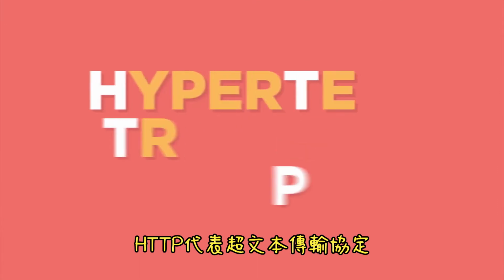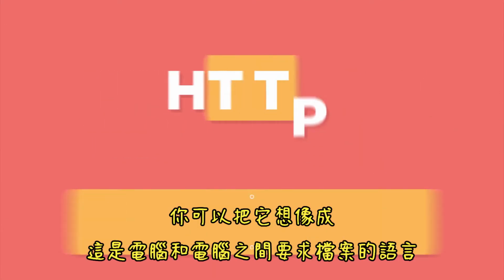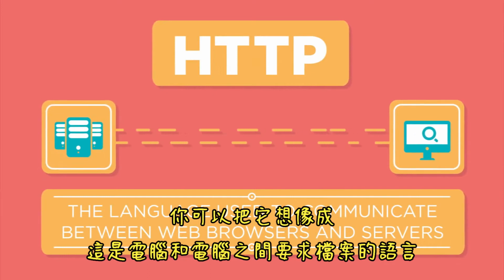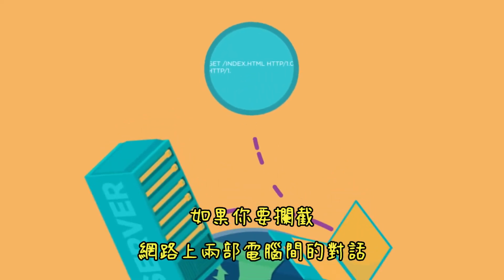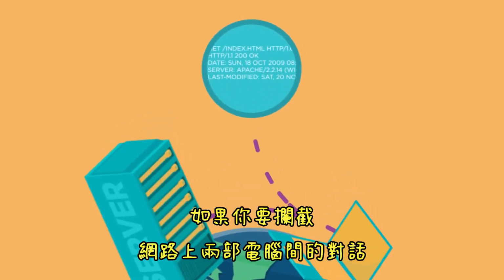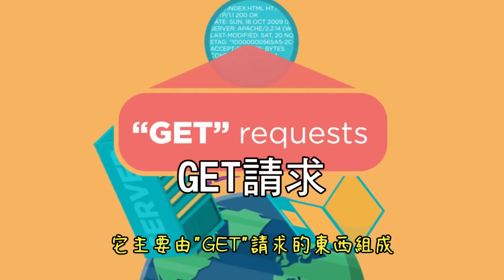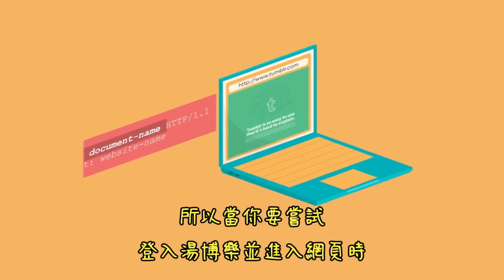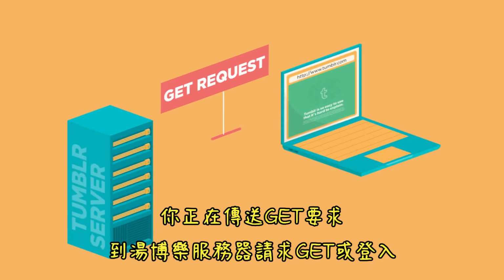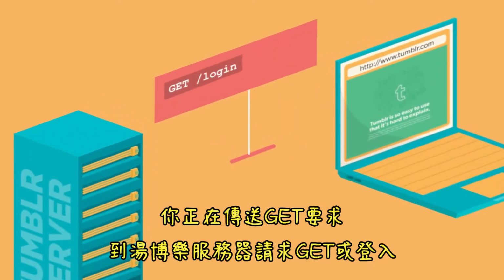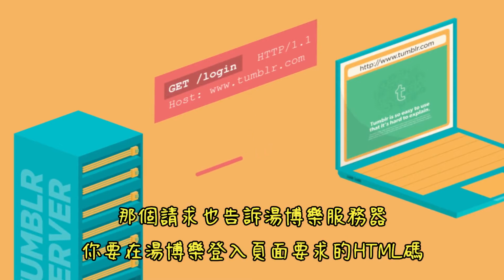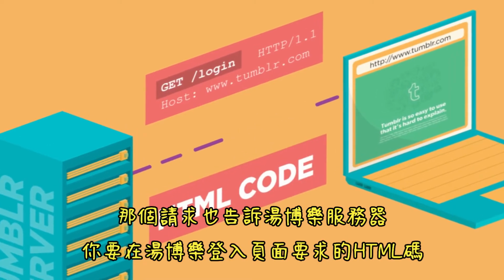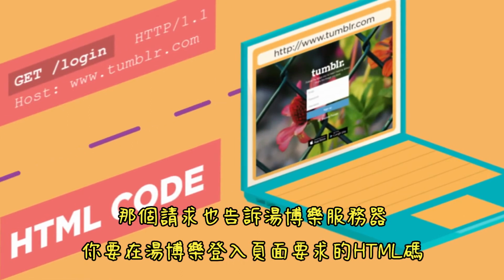And HTTP stands for Hypertext Transfer Protocol. And you can kind of think of it as the language that one computer uses to ask another computer for a document. And it's actually really pretty straightforward. If you were to intercept the conversation between your computer and a web server on the internet, it's mainly made up of something called GET requests. And those are really very simply the word GET and then the name of the document that you're requesting. So if you're trying to log into Tumblr and load our login page, all you're doing is sending a GET request to Tumblr's server that says get /login. And that tells Tumblr's server that you want all of the HTML code for the Tumblr login page.